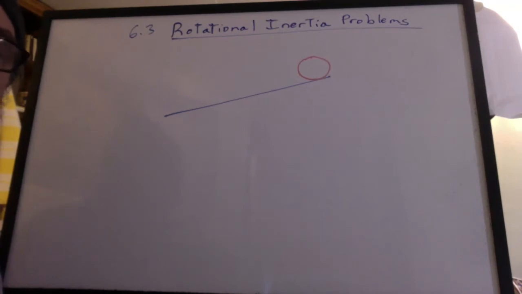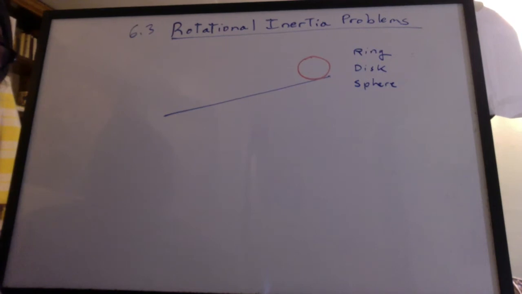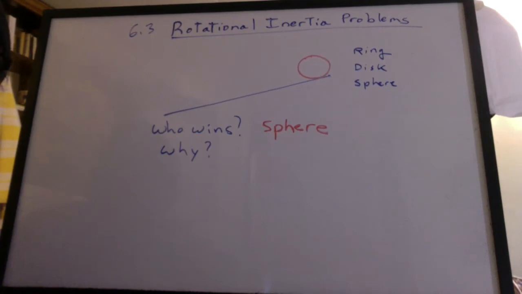Let's do some rotational inertia problems. First one, we'll have the ring, the disc, and the sphere rolling down the ramp. Who wins the race? Well, if you watched the video demo, you saw that the sphere won. Why? Well, let's look at the coefficients.